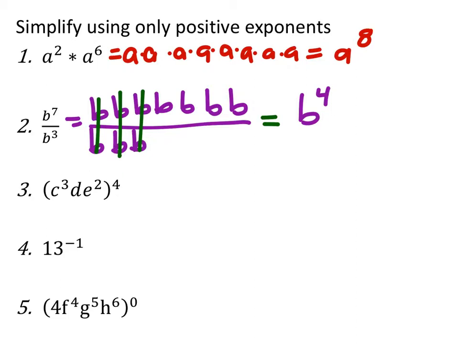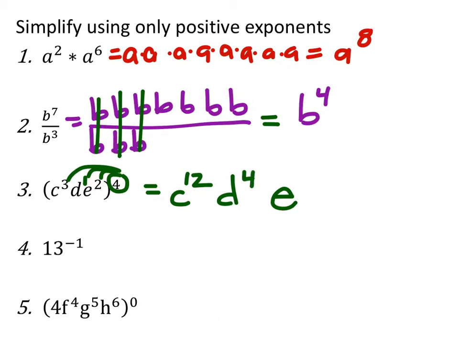Alright, on number 3, I'm going to distribute this 4 into the exponents of the parentheses. And the d has an exponent of 1. So we've got these 3 bases. C has a power of 3 times 4, which is 12. D has a power of 1 times 4, which is 4. And E has a power of 2 times 4, which is 8.